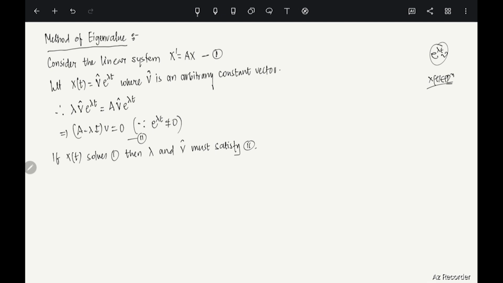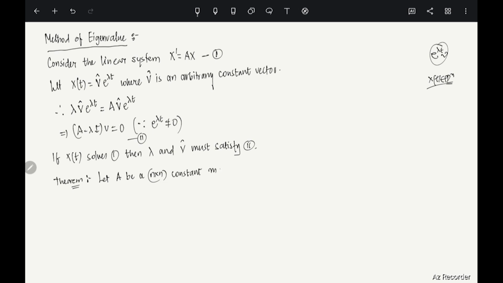So let's look at this. First of all, let us write down a theorem. What is the theorem? Let A be an n cross n constant matrix.